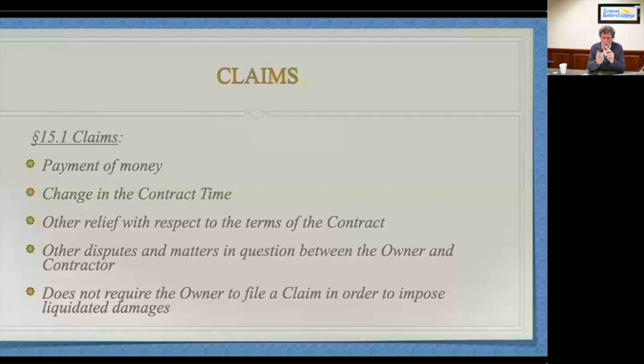Now, money is clear. We want money. Okay, we encountered a condition. We asked for extra work. The specs called for 2,000 blue widgets. We're installing 2,200 blue widgets, whatever it might be. But let's pause for a second and talk about contract time, because an extension of contract time can be very important and also must be processed under the changes clause. It's a claim, okay?